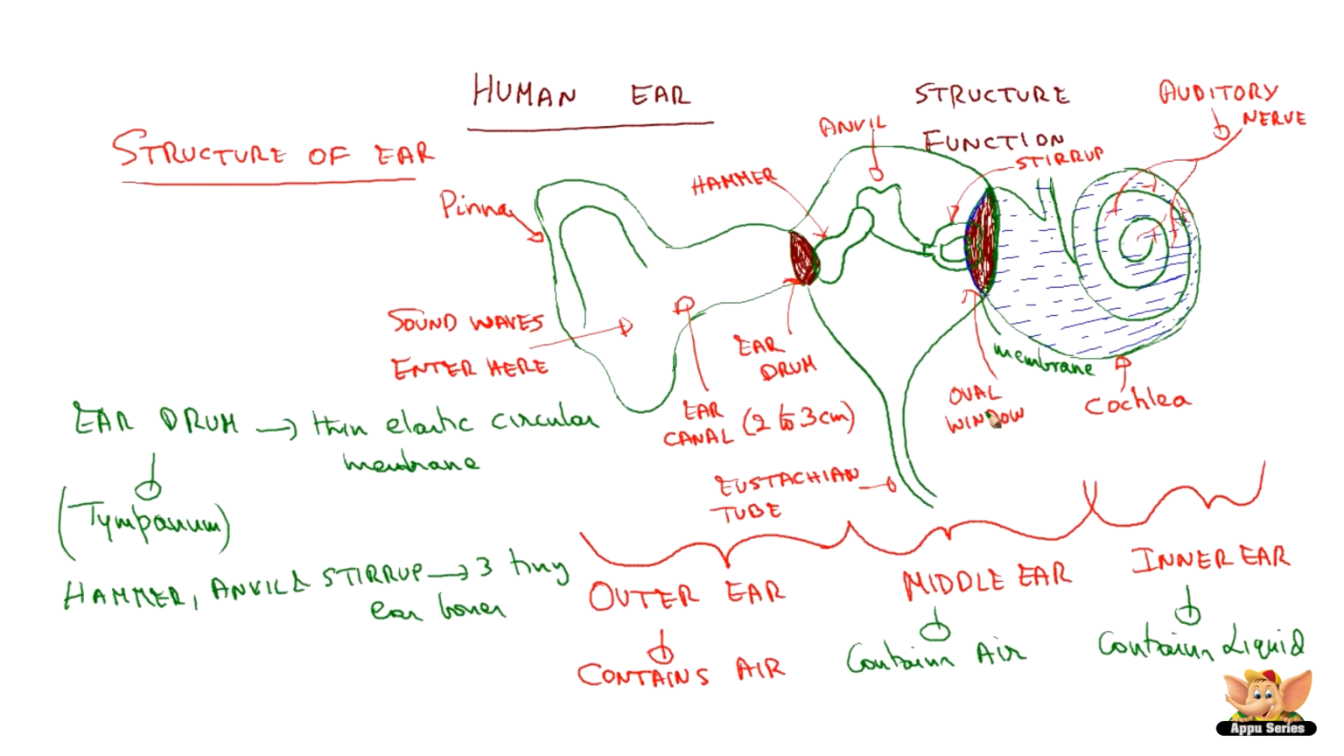It is filled with liquid. What does this liquid consist of? It contains the nerve cells. Those nerve cells are sensitive to sound. So the liquid in the inner ear consists of nerve cells which are sensitive to sound.